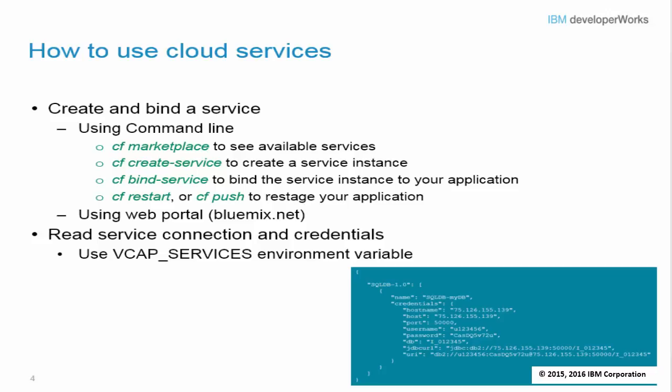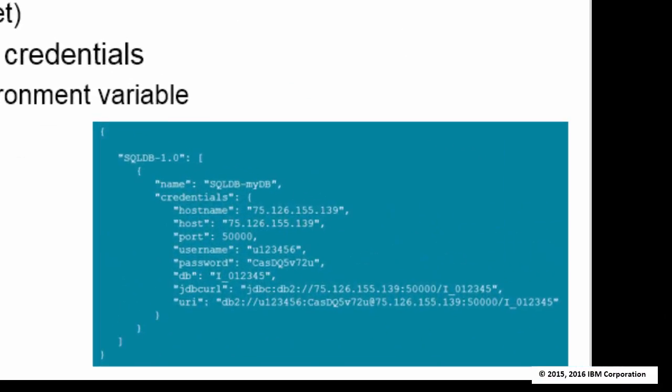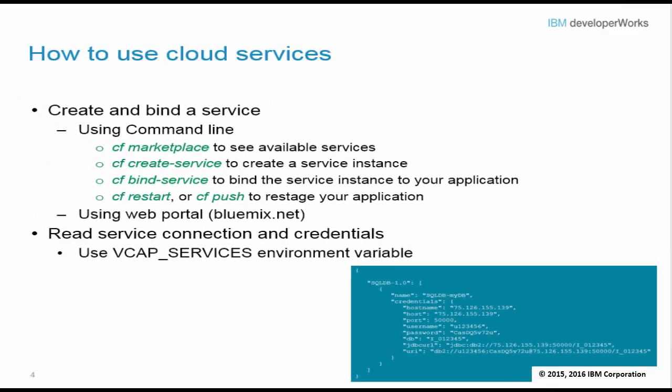For operational services that we shared in the previous slide, you can attempt the method of creating the service and binding using CF command line, or by creating and binding to them using the GUI, that is the dashboard on Bluemix.net. On the dashboard, you can see the vCap services environment variable and retrieve the service connection and credentials information from the environment variable. It is easy to parse this variable in your application.